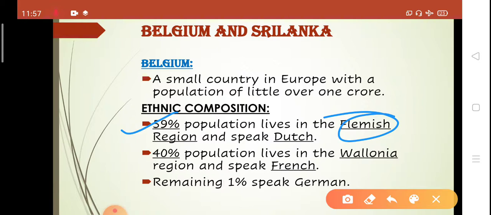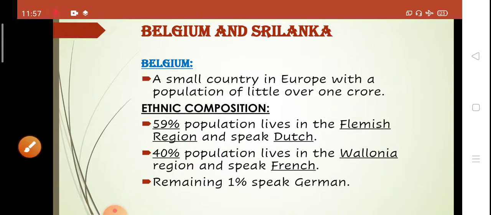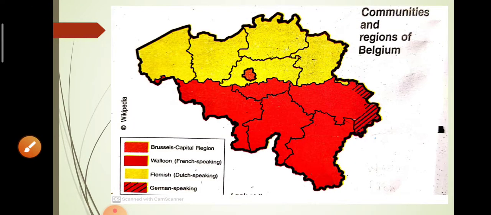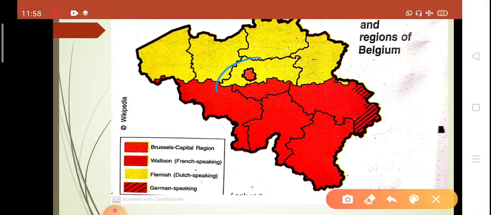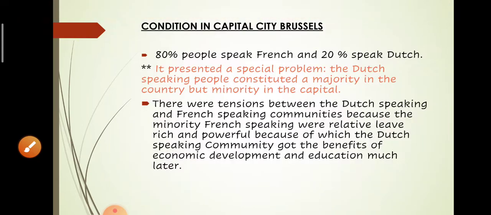The yellow shaded region, right? 40% of the population live in the Wallonia region, which was the red region, and they speak French. The remaining 1% speak German. This we have already discussed and seen in the next image, which was the map of Belgium. Now we are going to discuss this region, which is the capital of Belgium, called Brussels, right?